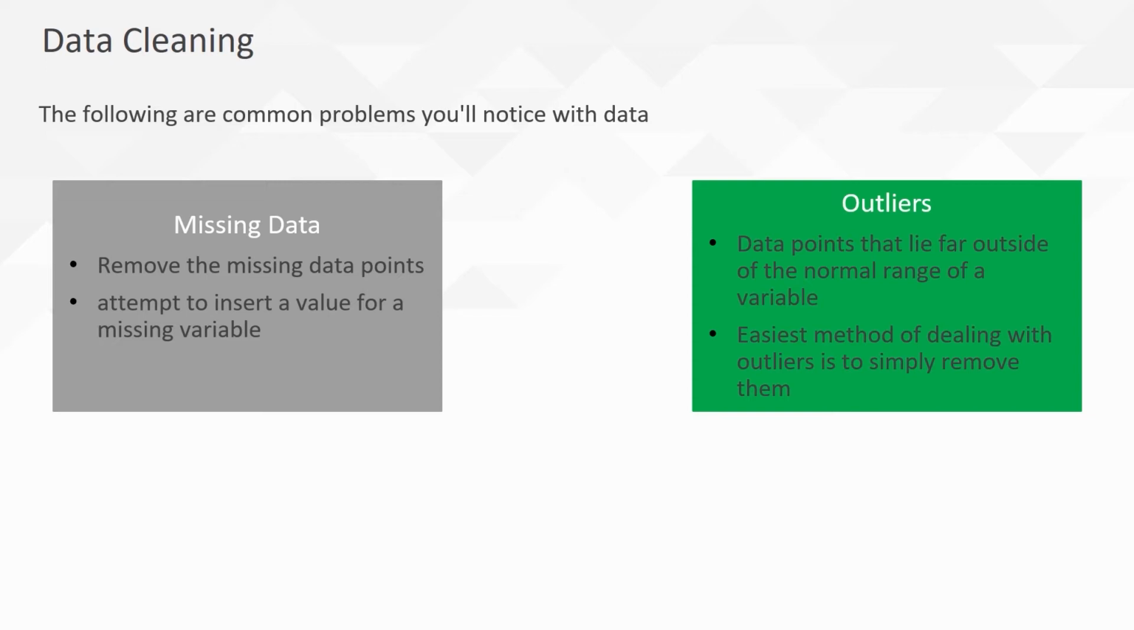Outliers are data points that lie far outside of the normal range of a variable, or in other words, far from the norm. A standard definition is that an outlier is any data point more than 3 standard deviations above the median. They are dangerous because they might not reflect normal behavior but can have a disproportionate effect on our model. Again, the easiest method of dealing with outliers is to simply remove them.